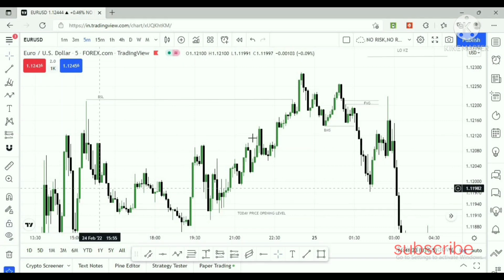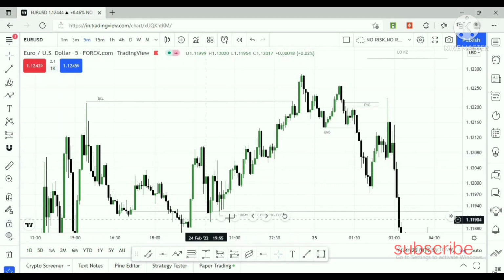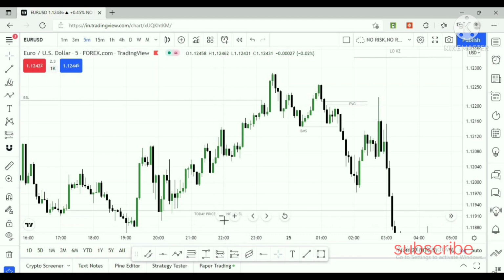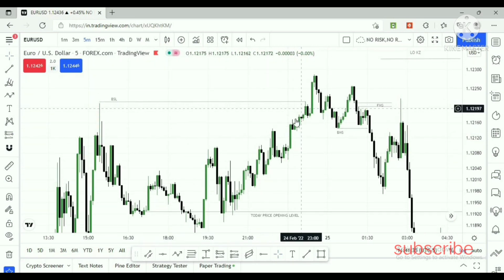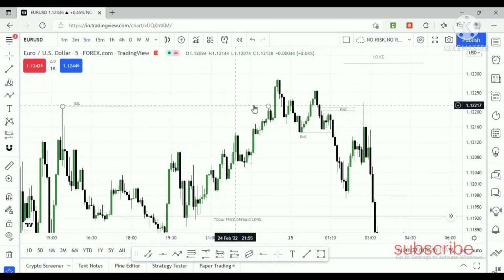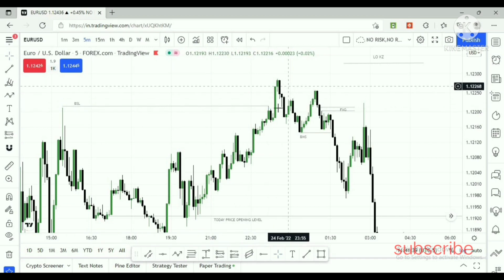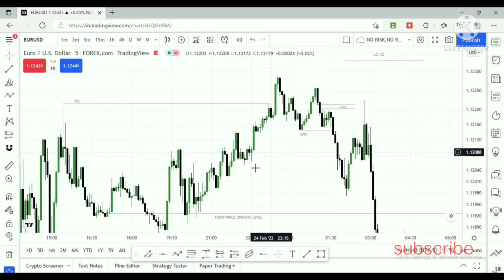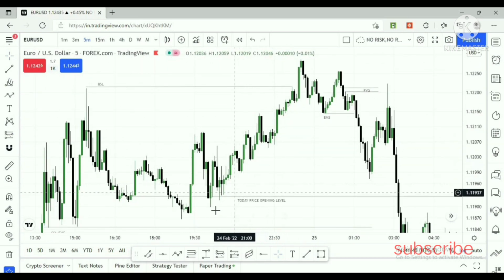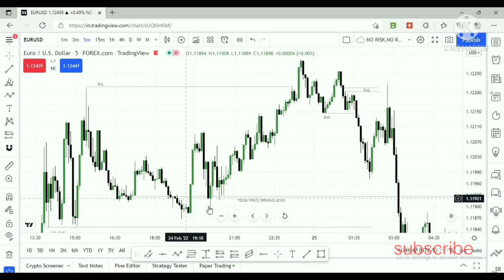I am starting from this level. This is today's price opening level, that is the day candle opening level. And price cleared this buy side liquidity at first. At the same time, we have below this trend line liquidity also. This is trend line liquidity.